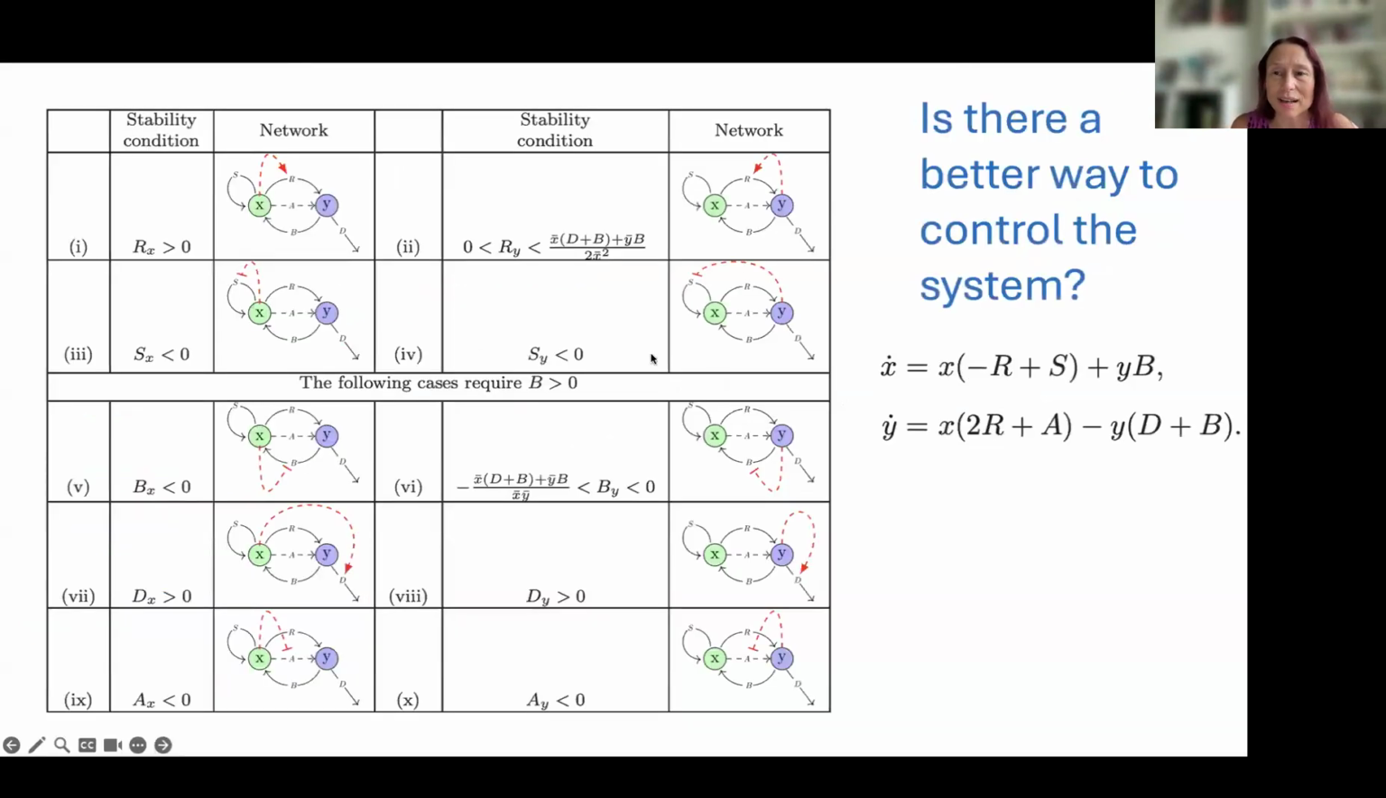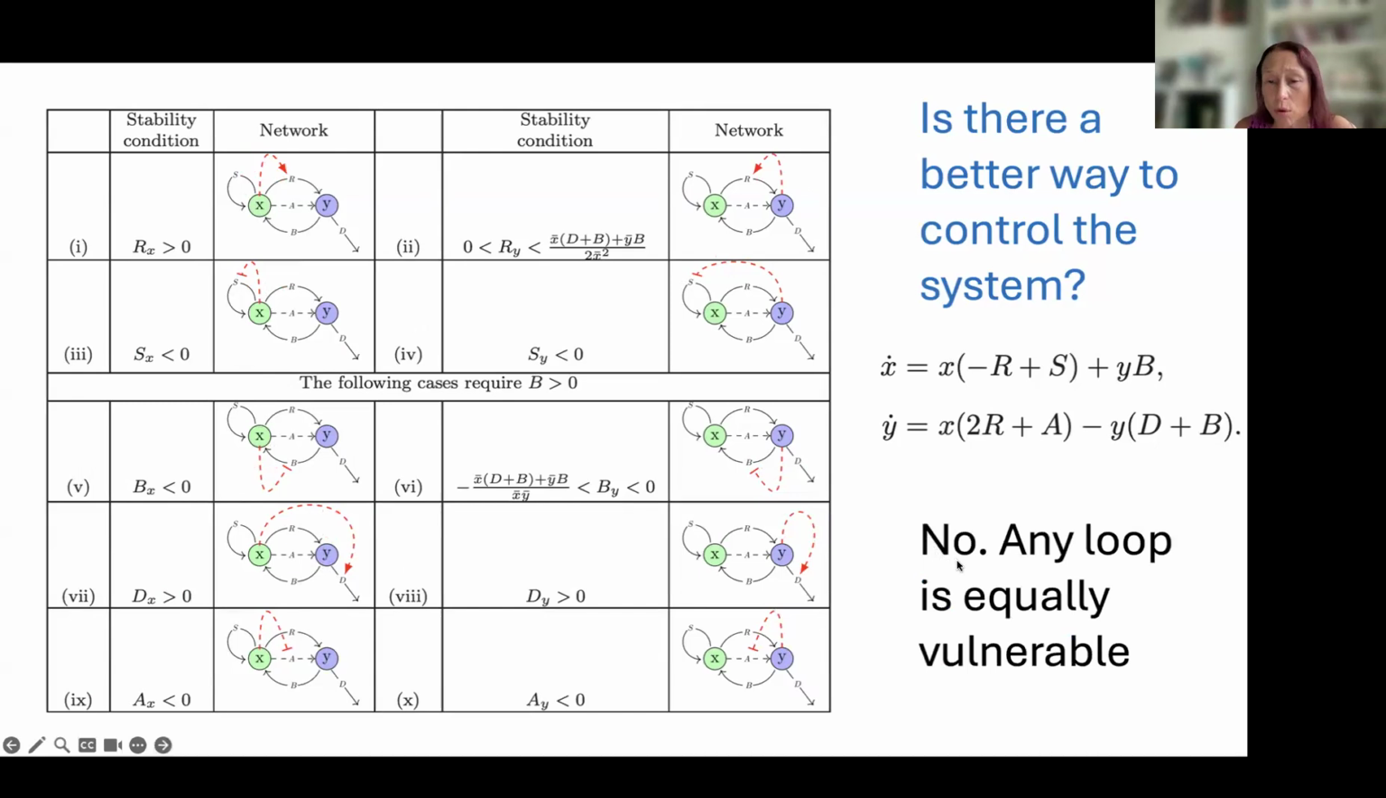Okay, so are any of these loops better than others? Okay, so to do this, we're breaking the single existing control for each of them and looking at the dynamics of the mutants. Are they going to grow or are they going to stop? And the answer is no. None of these is any better than others. They're all created equal. Any loop is equally vulnerable to an invasion of mutants that don't respond to control.